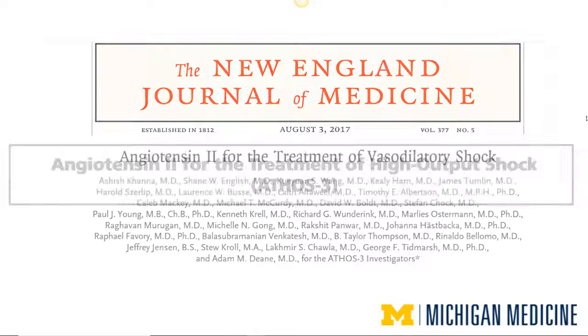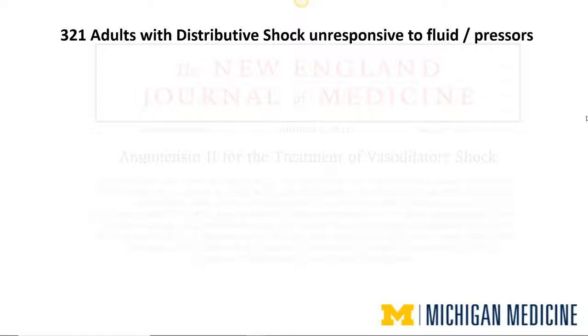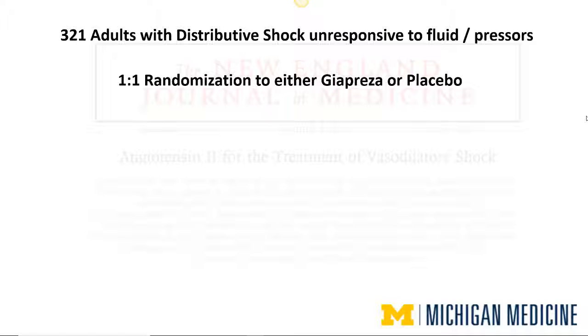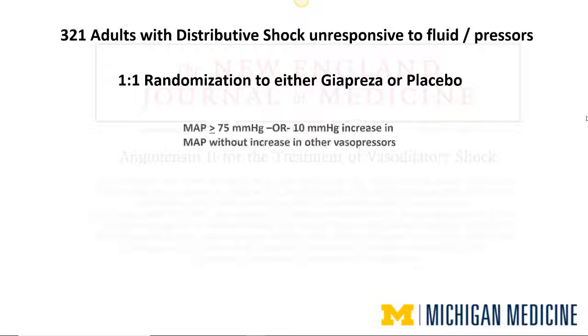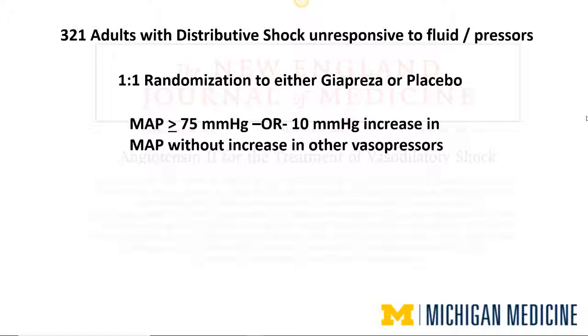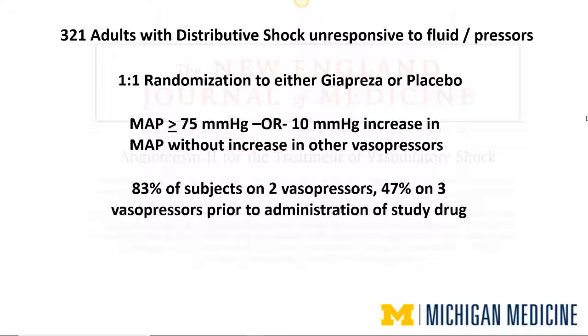To summarize, this was a double-blinded study in which 321 adults with a mean age of 64 years were in distributive shock. 91% had septic shock and the rest had other forms of distributive shock, refractory to standard therapy. There was a 1-to-1 randomization to either the drug or a placebo. Drug doses were titrated to achieve a mean arterial pressure of 75 or higher without titration of the initial vasopressors that the patient was started on.